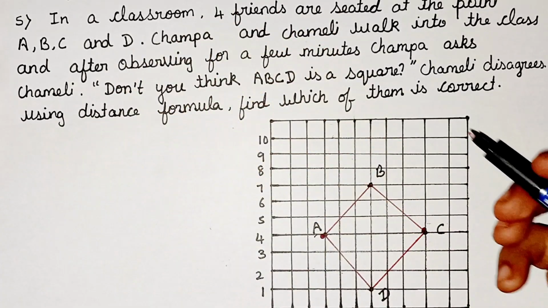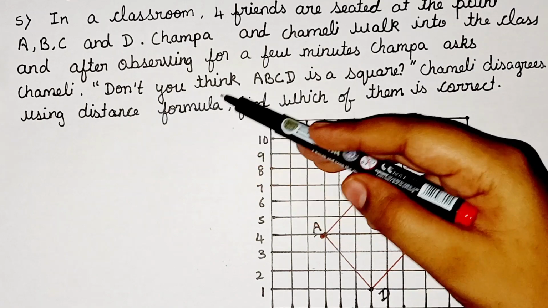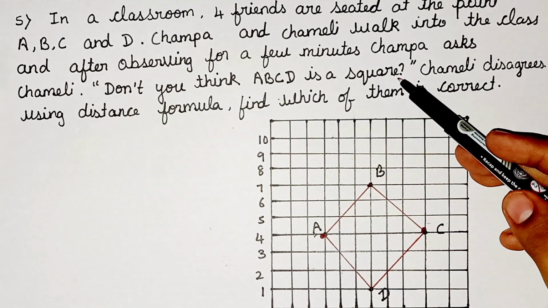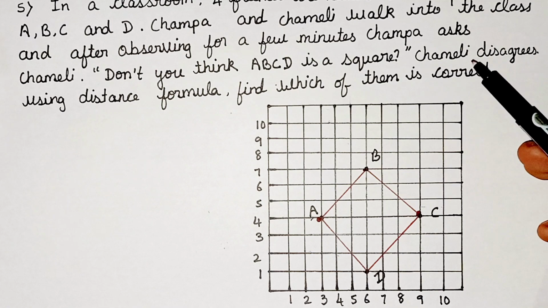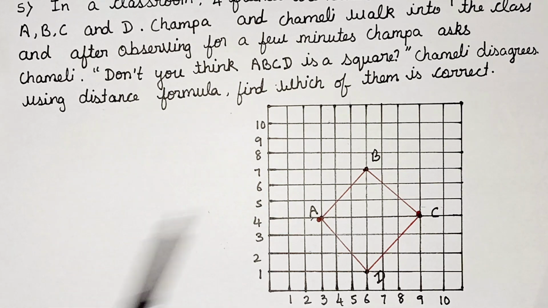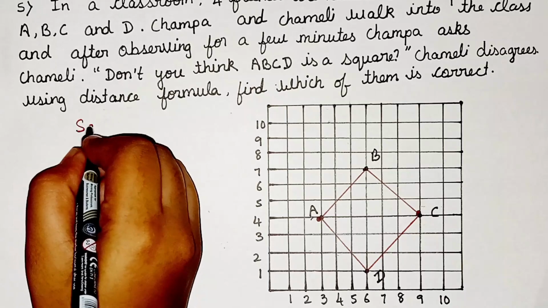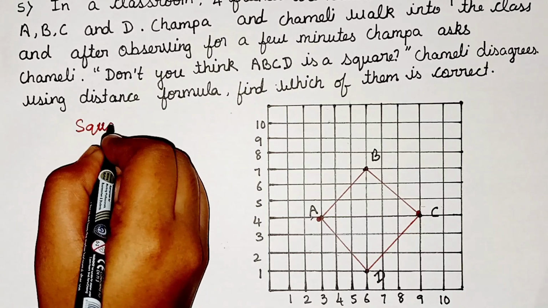Perfect. But she is asking, don't you think ABCD is a square? That is the question here. But Chemili disagrees. Using distance formula, we have to find whether it is a square or not. How to find that? It is literally easy.